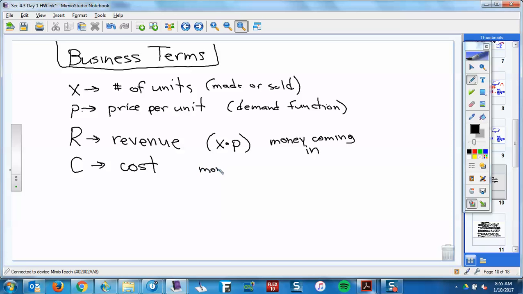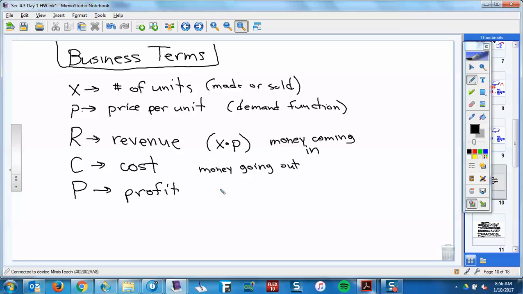That's the money going out, I guess you might say. Right? That's your labor, that's your rent on your building, that's your utilities, heat, electric, paying your employees, the cost of materials to build the things. All of those things go into the cost. Okay, and then of course P, capital P, the big one that we're interested in is profit.